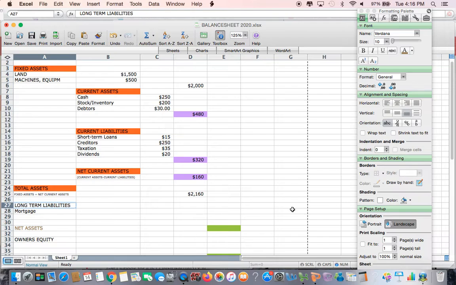Let me mark this one because you need this one too. And the mortgage on our building is $500. The next long-term loan that you could have in here is called a debenture. These are like bonds.